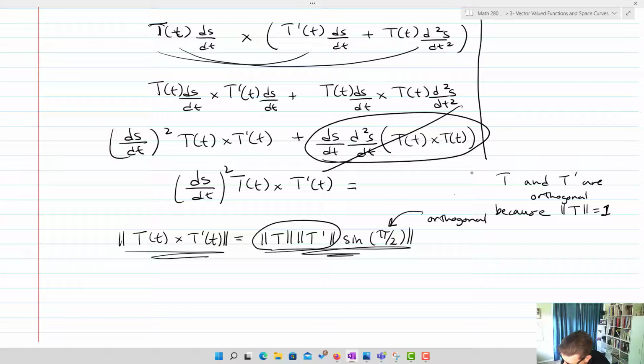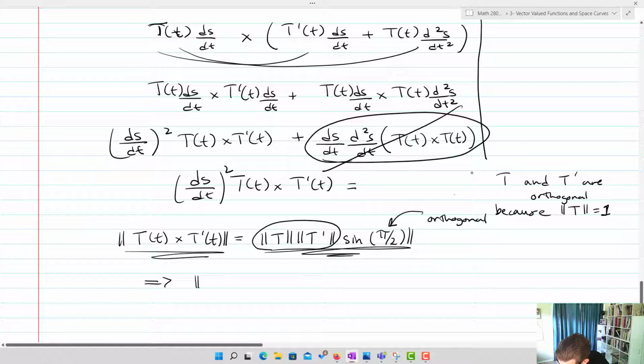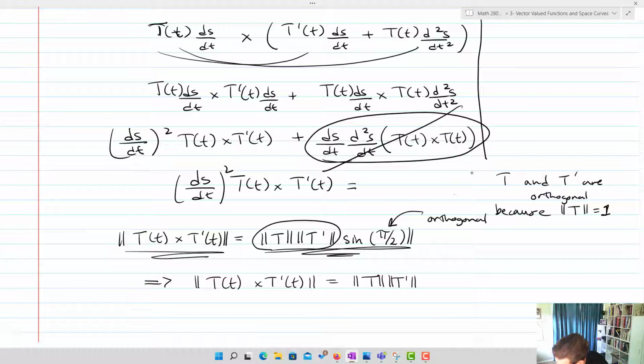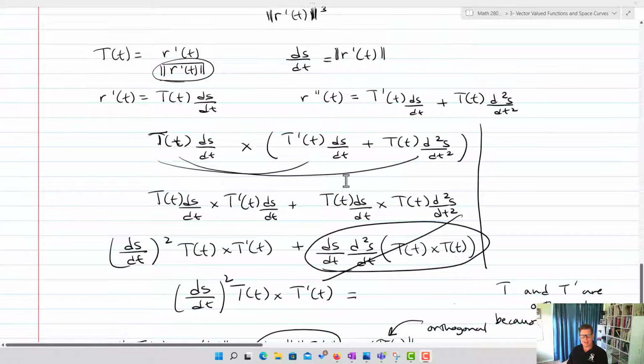And so consequently the magnitude of T crossed with T'(t) is just equal to the magnitude of T times the magnitude of T', which ends up equaling, well, the magnitude of T is 1. That's kind of cool. The magnitude of T is 1 because it's a unit vector, so this just ends up being the magnitude of T'. So for us, that's interesting.